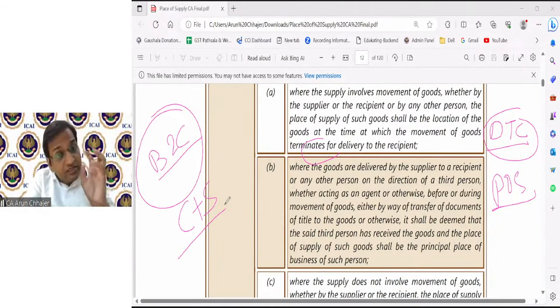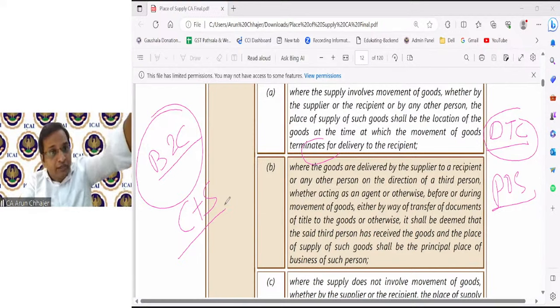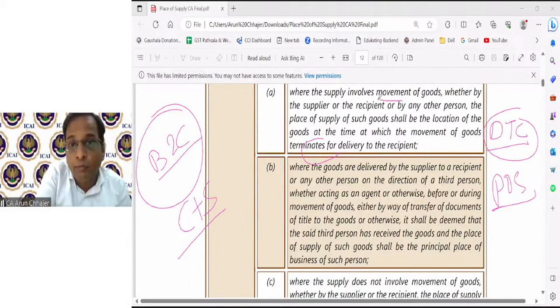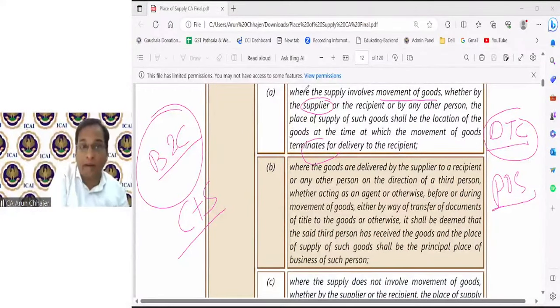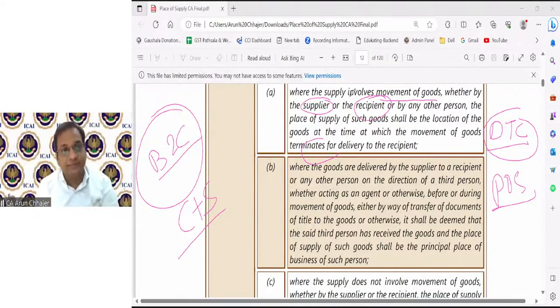Why not correct? Because GST is a destination-based taxation system. If I am taking the goods further from Mumbai to Delhi, read the language: movement can be caused either by the supplier, so the Maharashtra party can deliver the goods to my location, or movement can be caused by the recipient. So over the counter is nothing but further movement being done by the recipient. Or by any other person.